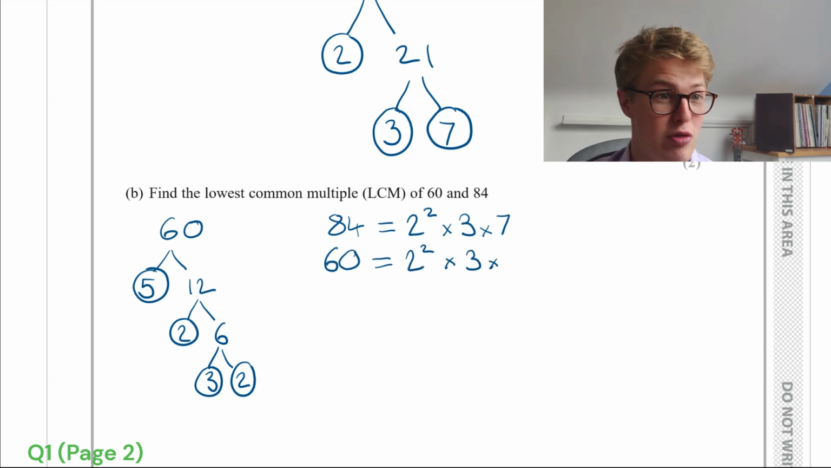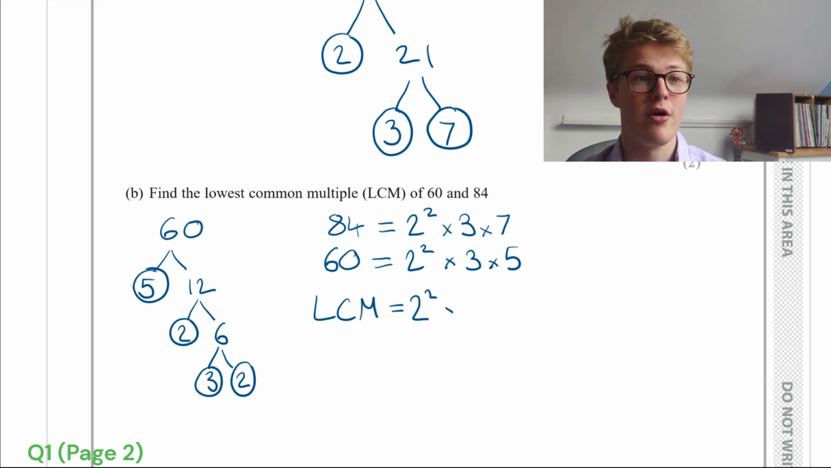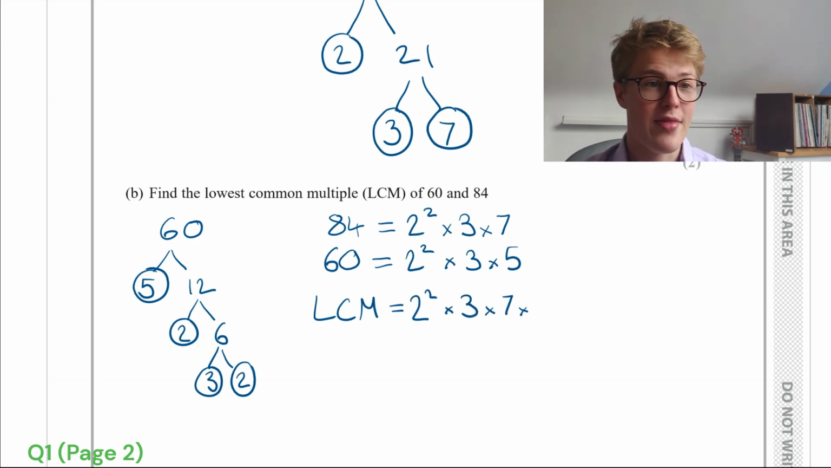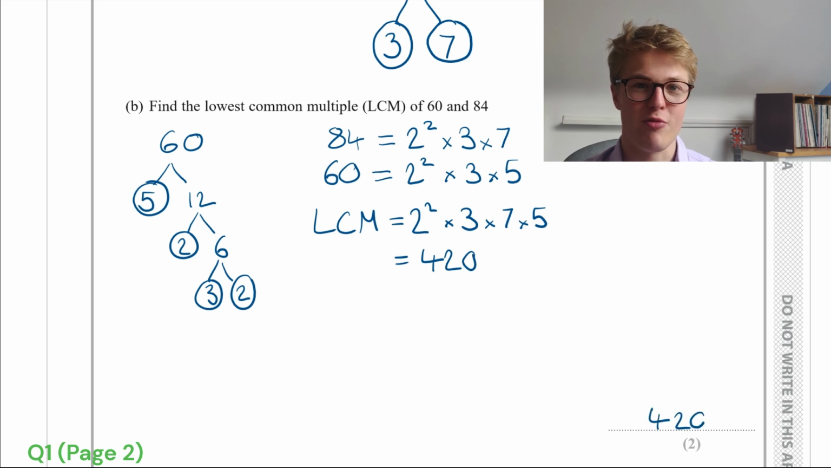is 2 squared times 3 times 5, which means the lowest common multiple is going to be 2 squared, because we have 2 squared in both, 3 because we have 3 in both, and then we have 7 and 5, because 84 has 7 and 60 has 5, and we need to make sure we have at least one of each. So 2 squared times 3 times 7 times 5 gives us 420, which is our final answer.